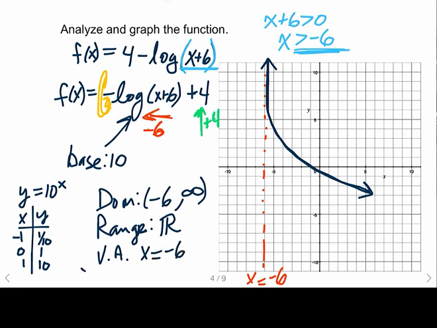I'm not going to bother with the x-intercept or the y-intercept for that matter. One of them involves solving a logarithmic equation. We don't know how to do that yet. And the other one is a detail that I don't really want you to have to worry about right now.